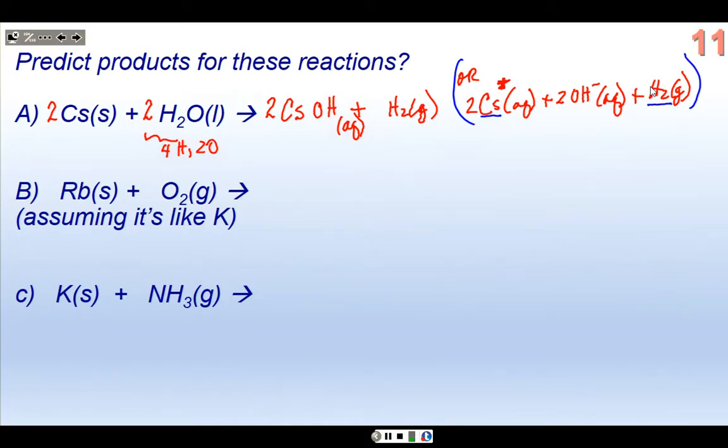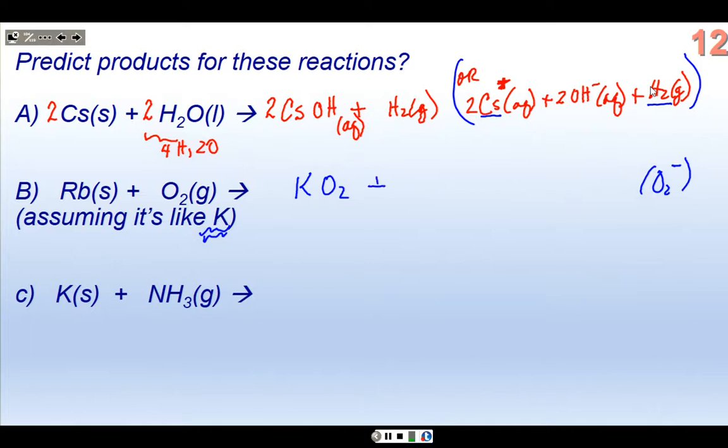Okay, so what about rubidium with oxygen? Rubidium and oxygen, well, which elements are the most reactive? The top or the bottom of the column? This one is quite reactive. And so like potassium, we're going to expect it to make the more reactive product, the superoxide. The superoxide, we have to think about that for a minute. And so the superoxide is going to be potassium with O2. In other words, superoxide is the O2 ion with a single minus charge.